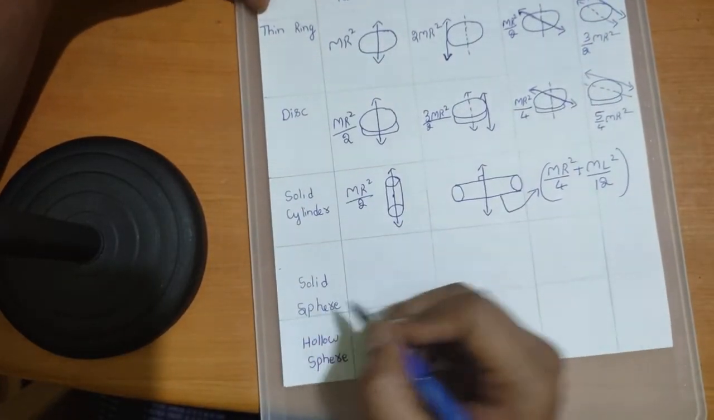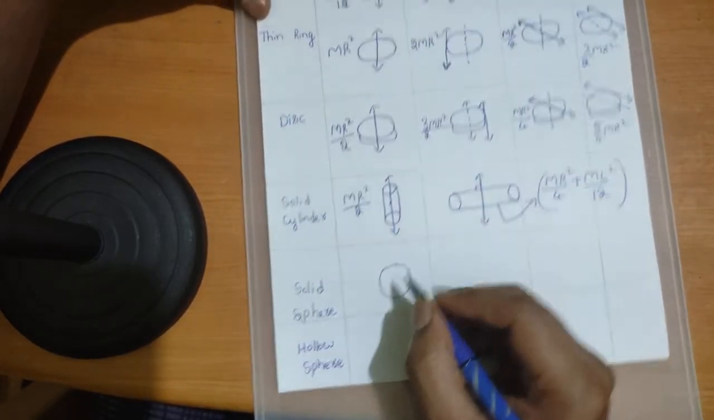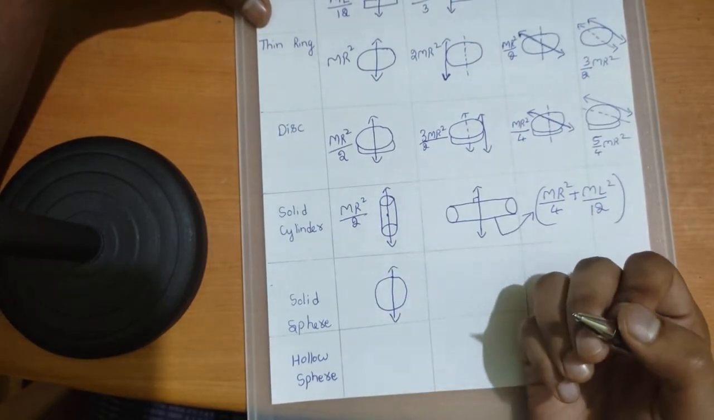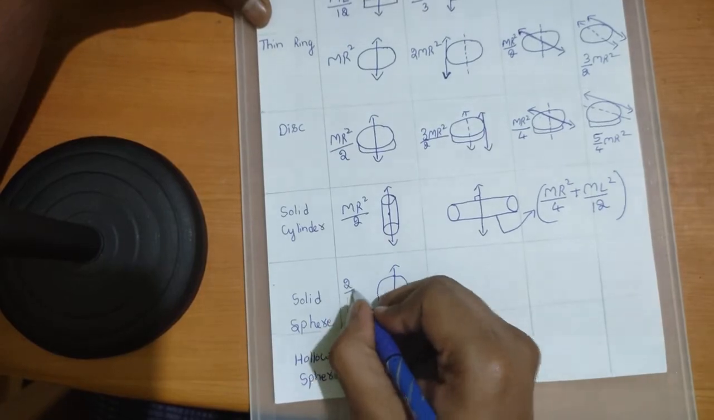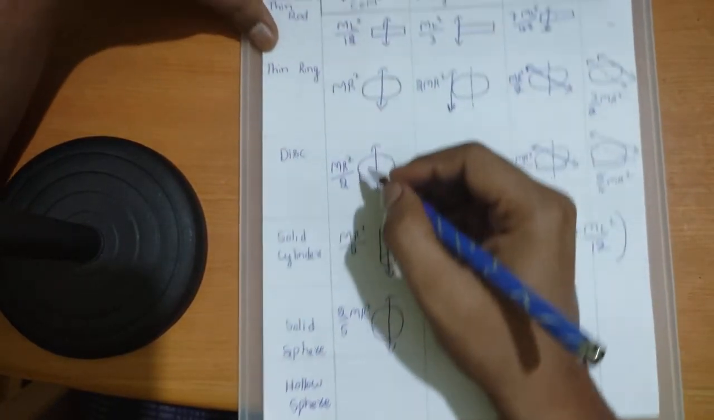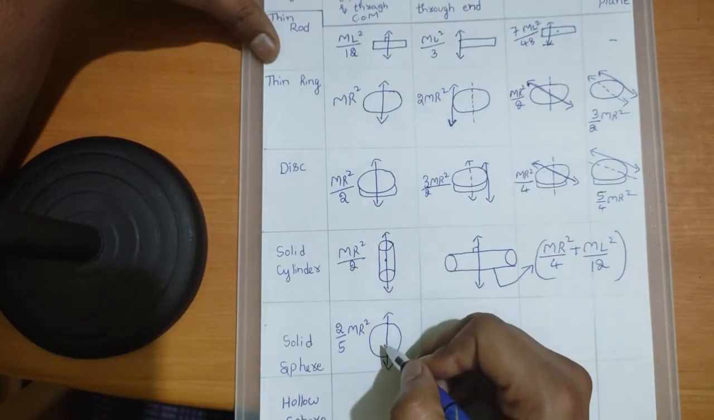Alright, next we have the solid sphere. Solid sphere, same, from the center, the geometrical axis. Okay, what is the moment of inertia? I have already told in the last video. I have given you an amazing trick to remember all these basic formulas.